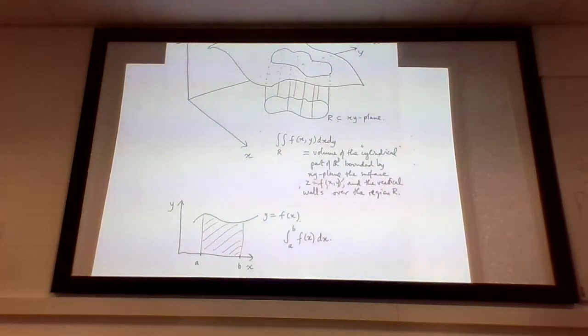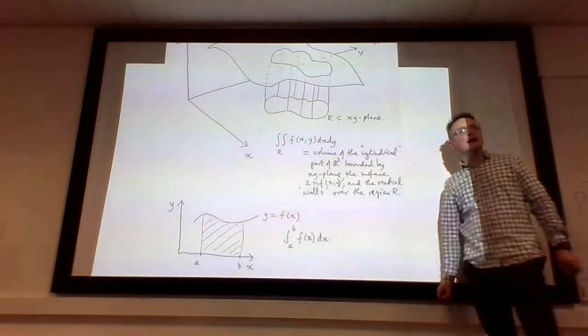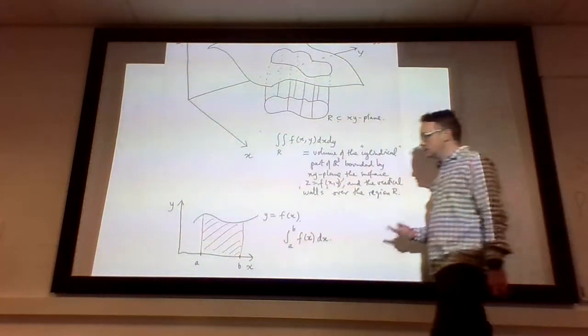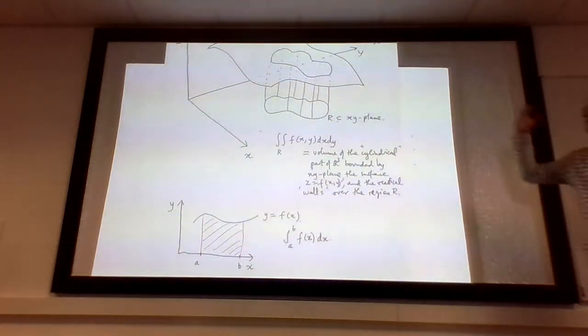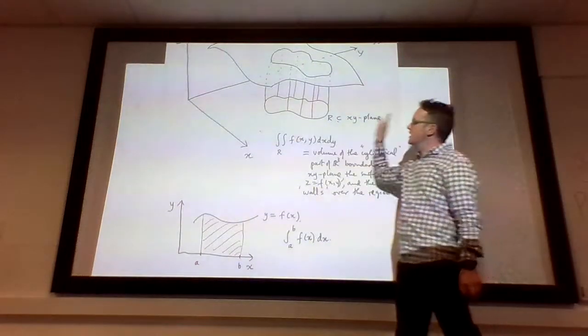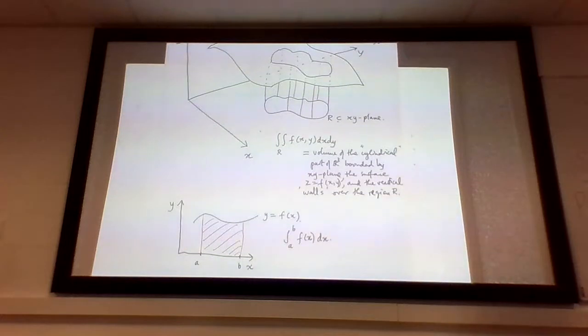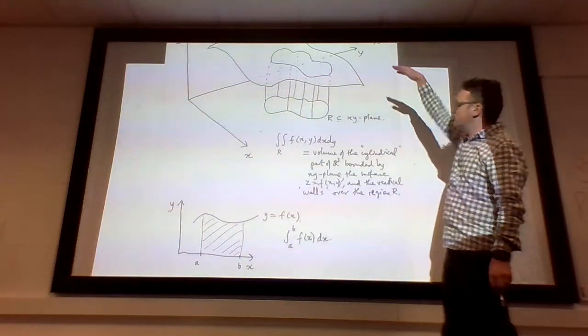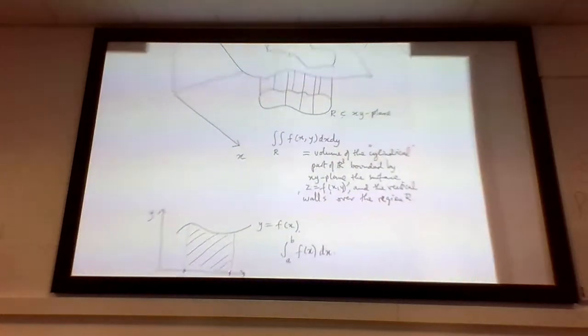So this is the analogous thing to the integration of a function of a single variable over an interval a to b. We're going to integrate our function of two variables over a sub-region R of the domain, bounded below by the xy plane, above by the surface, and at the sides by just the vertical projection of that region parallel to the z-axis. Okay.